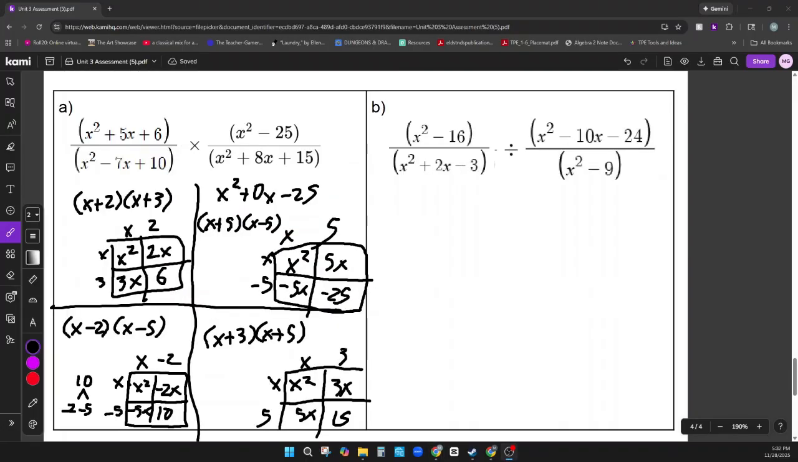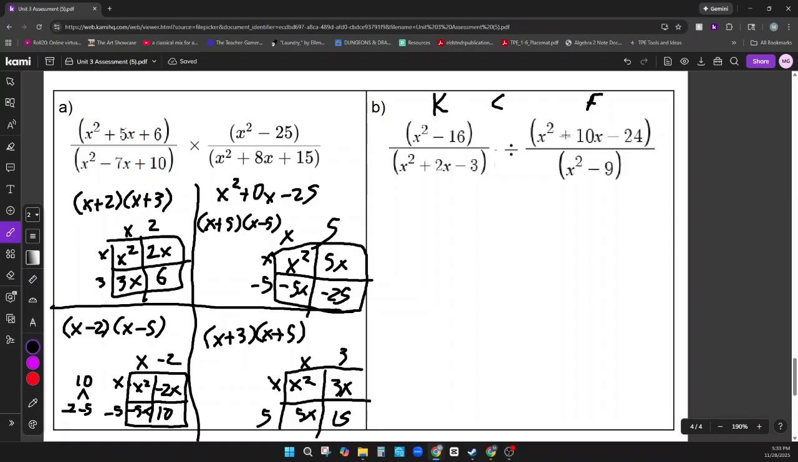Looking at part B. Now, first thing I want you to notice is that we are dividing here. And we're dividing fractions. You must keep, excuse me, you must keep, change, and flip.